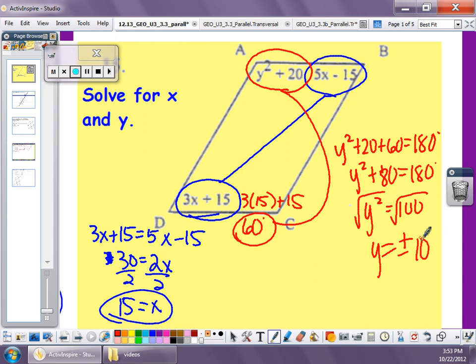Now, can I use the positive or the negative? Sure, of course. Why? Because the only time I'm using the y value is when it is squared right here. So whether I squared a positive or I squared a negative, it still gives me 100. So I can use either positive or negative.